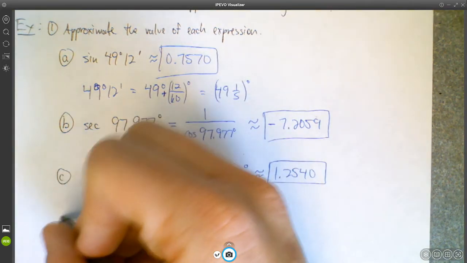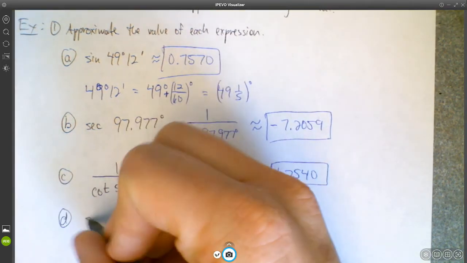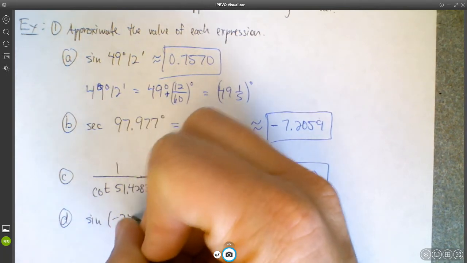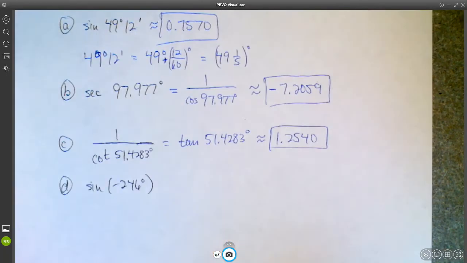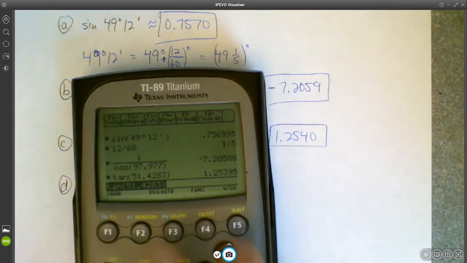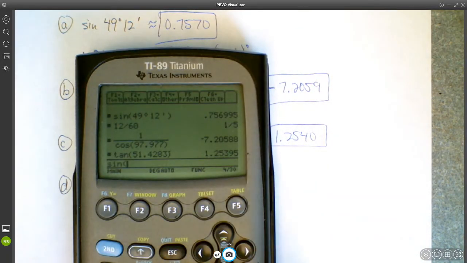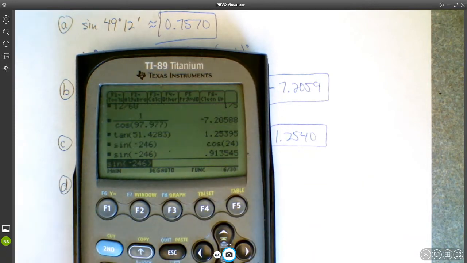And one more for good measure. Sine of negative 246 degrees, just to make sure you can enter negative values as well. Negative 246 is about 0.9135.